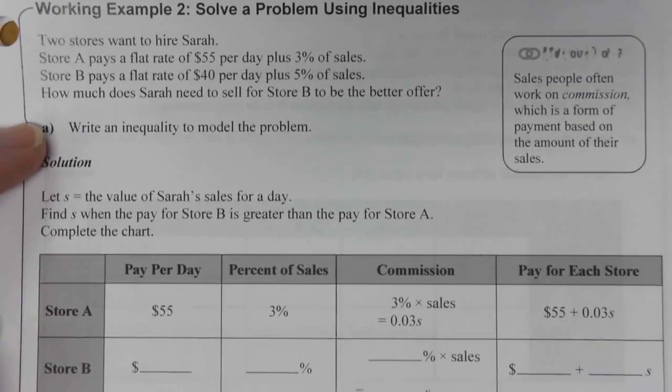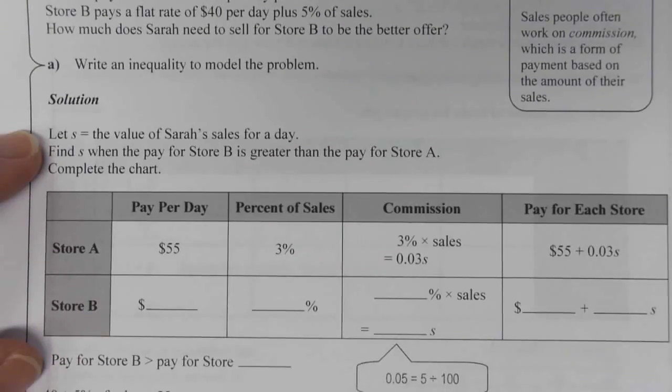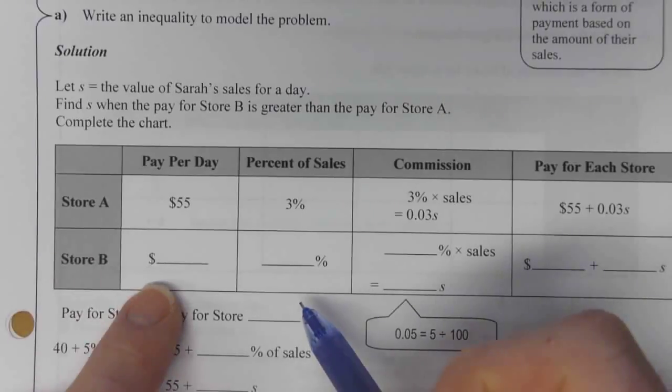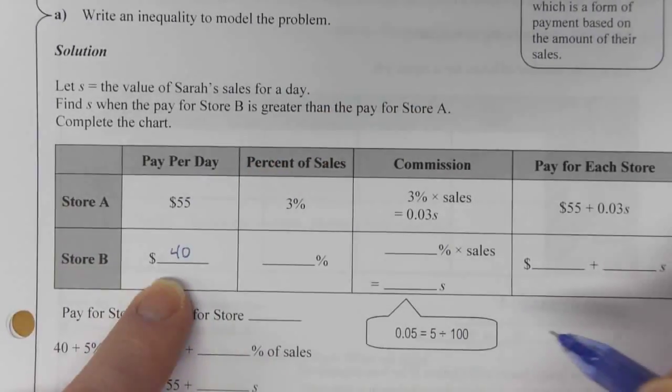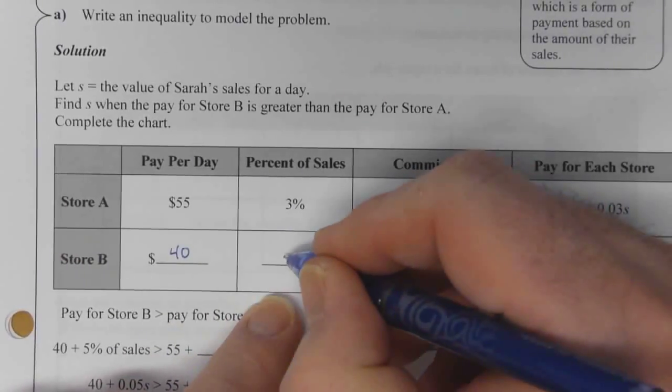So, write an inequality to model the problem. We're going to let S equal the value of Sarah's sales for the day. And we need to find S when the pay for store B is greater than the pay for store A. So we're going to complete the chart here. Store B pays $40 per day. Store A was 55. Percent of sales for A was 3%. For B, it's 5%.